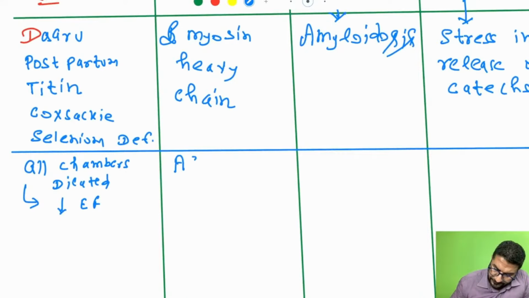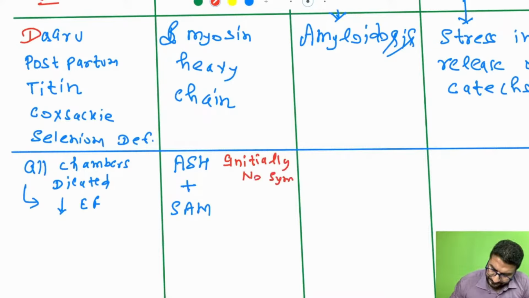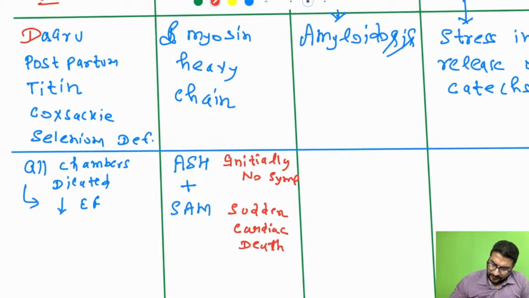In hypertrophic you will see ASH. ASH means asymmetrical septal hypertrophy, and SAM, it is called systolic anterior motion of mitral valve. So initially when there is just ASH, शुरू में क्या होता है, asymmetrical septal hypertrophy, तो पेशेंट को कोई सिम्टम नहीं होता. But all of a sudden patient can develop when it is SAM. SAM means sudden cardiac death. When there is sudden cardiac death, then it can cause death of the patient.